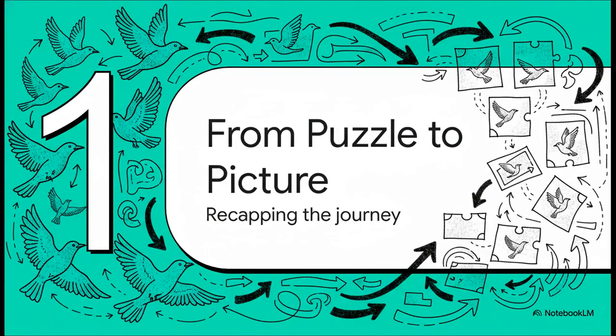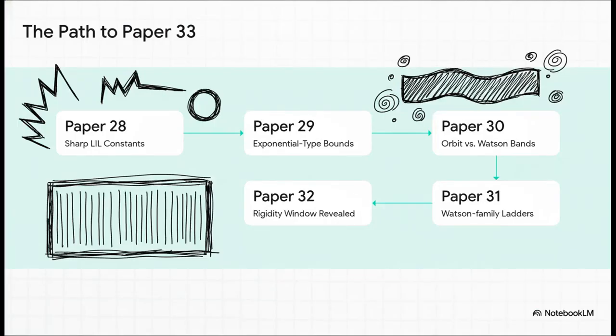Okay, so before paper 33, the series was uncovering all these fascinating little islands of knowledge. Papers 28 through 32 gave us sharp bounds, weird numerical patterns, but no grand unified map. Think of that like a trail of breadcrumbs. Paper 28 gave us these incredibly sharp bounds for orbits. Then, in paper 30, we got the first hints of two totally different types of behavior, these orbit and Watson bands. By the time we hit paper 32, we had some really solid numerical data showing this bizarre rigidity window where everything just clicked into place in this very specific way.